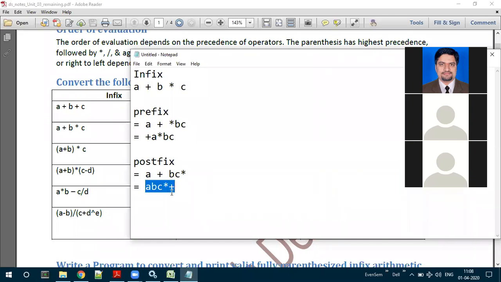Okay. Students, are there any doubts? I will unmute everyone. So are there any doubts? Okay. No, sir.